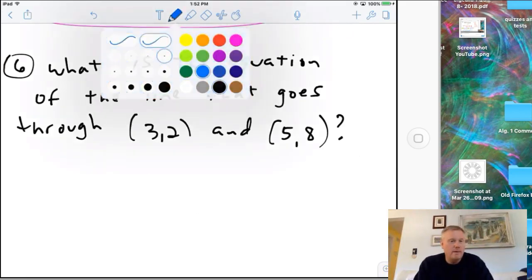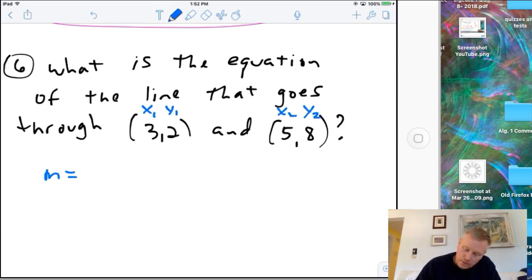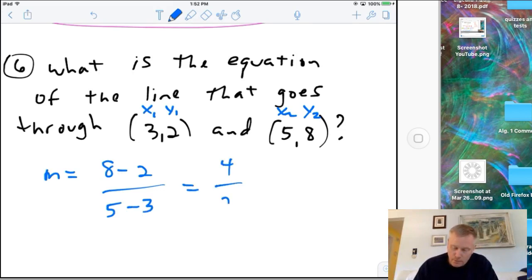Now, no matter what type of answer you're going to give, whether it's y equals mx plus b or y2 minus y1 equals m times x2 minus x1, you're going to need the slope, okay? So I'm going to start there. Remember, this is x1, y1, x2, y2, okay? And when I do that, I go 8 minus 2 over 5 minus 3 gives me 4 over 2, which is a slope of 2.